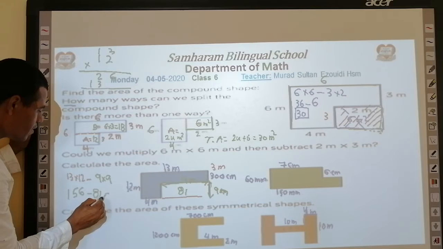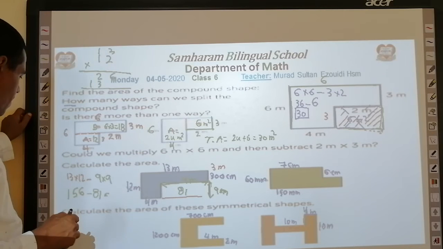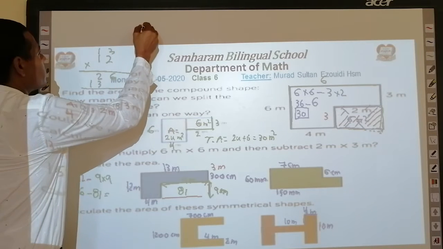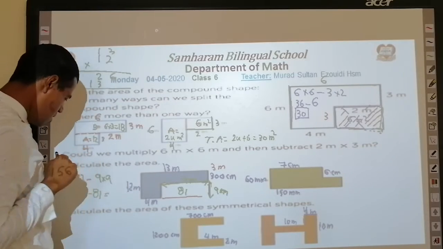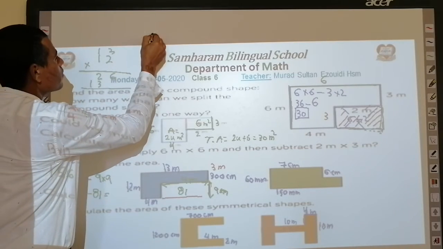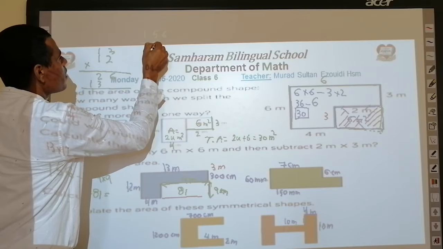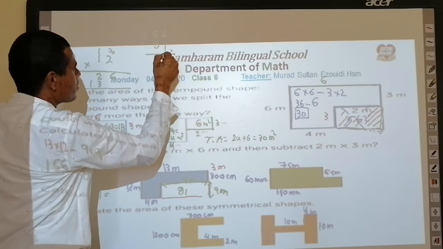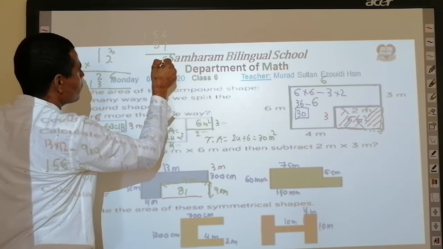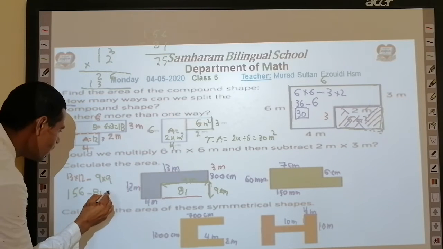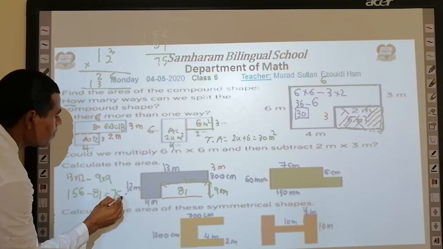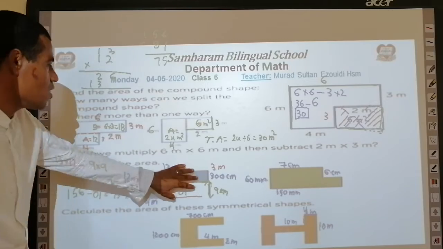That gives us 156 minus 81. 6 minus 1 is 5. 15 minus 8 is 7. So 75. It gives 75 meters square. This is the area of the blue one.